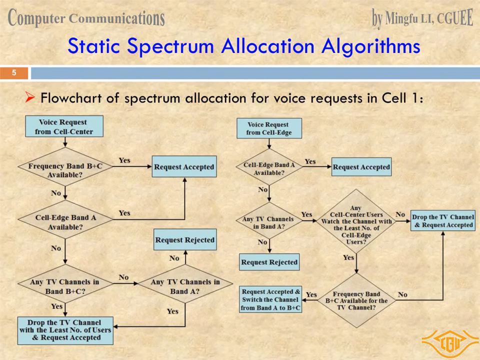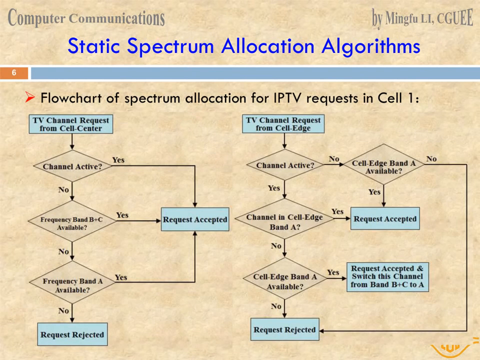The proposed static spectrum allocation algorithm is designed to be used under the condition of symmetric load among cells. A voice request from a cell center user can be rejected only when the overall bandwidth is completely depleted by voice services. A voice request from a cell edge user can be rejected only when the cell edge bandwidth is depleted by voice services. However, the TV channel with the least number of users may be dropped if no bandwidth is available for a new voice service request.